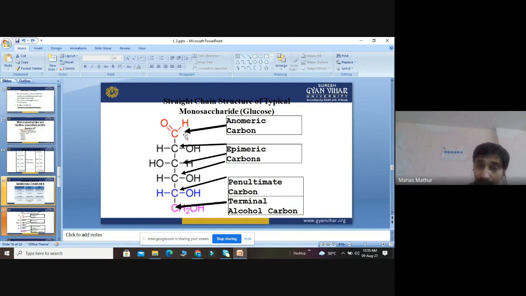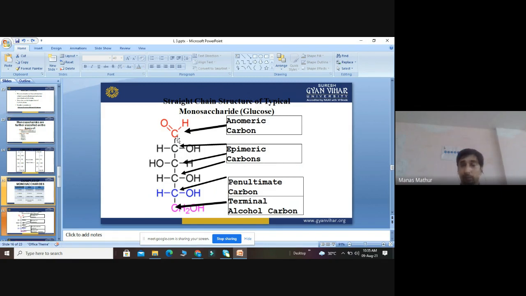Then the first carbon, on which it is having CHO group, the first carbon is called anomeric carbon. Okay, we should know the difference in position. First carbon is called anomeric carbon, and carbon number 2, 3, 4 are called epimeric carbon. Carbon number 2, 3, 4 means those carbons which are connected with the first functional group carbon. They are called epimeric carbon.